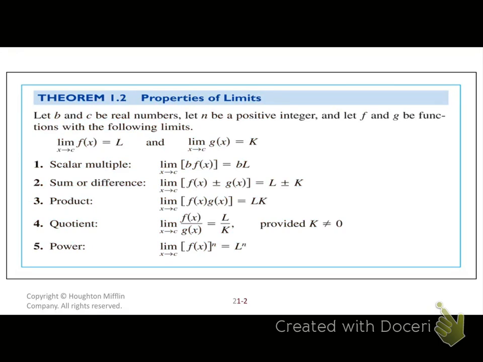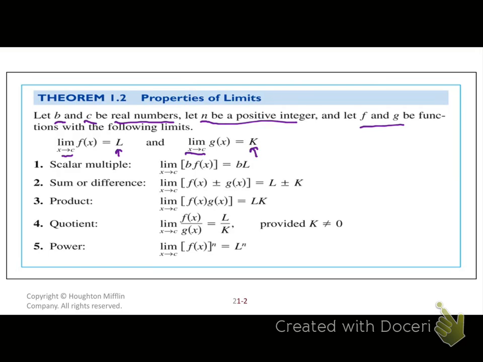On your next slide, we have several properties of limits. The information up top says B and C are real numbers. We can just think of them as some number for now, as well as n. Just think of B, C, and n as numbers. F and G are functions with the following limits. So as we approach C in both of these functions, the limit for f of x is L, limit for g of x is k.